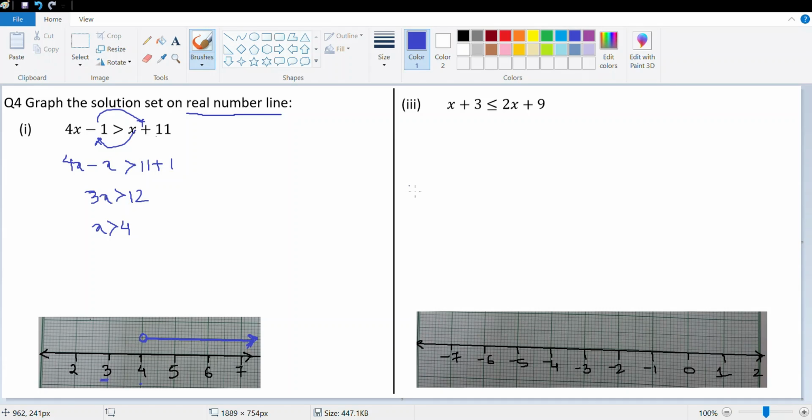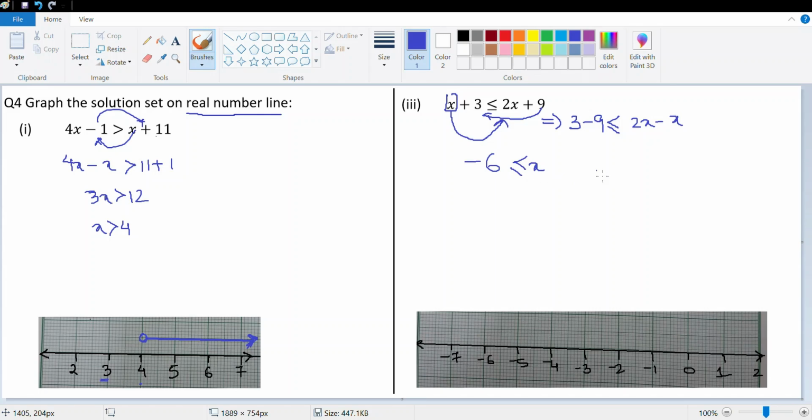Next one, question number 4, part 3 says x plus 3 is less than or equal to 2x plus 9. Like I have said earlier, I always prefer to keep my x positive, which means I'll take my x on the other side. So this would become 3 minus 9, I take 9 here, is less than or equal to 2x minus x. 3 minus 9, that's negative 6, is less than or equal to x.